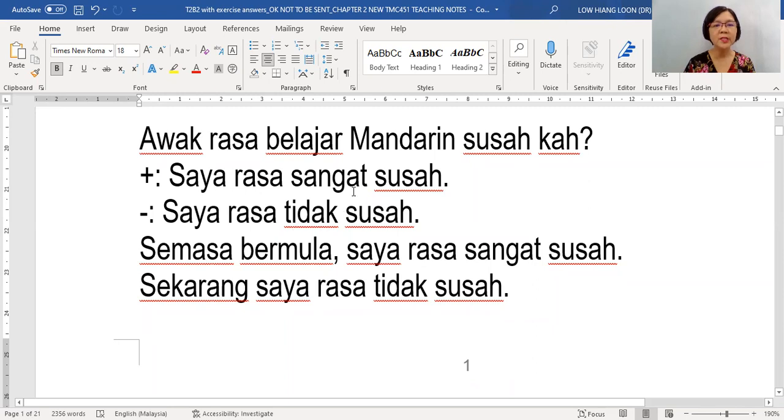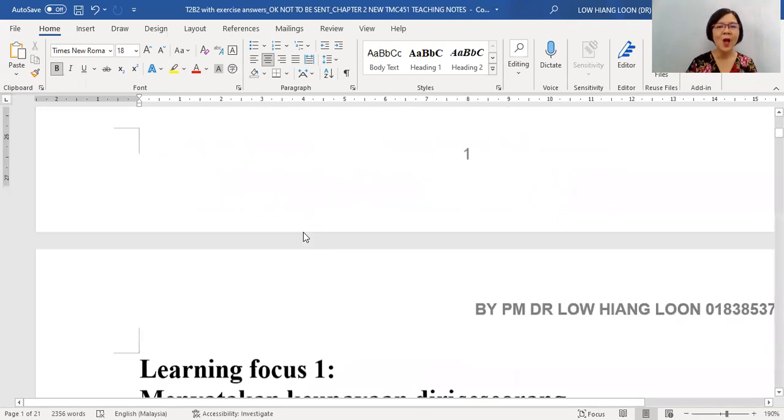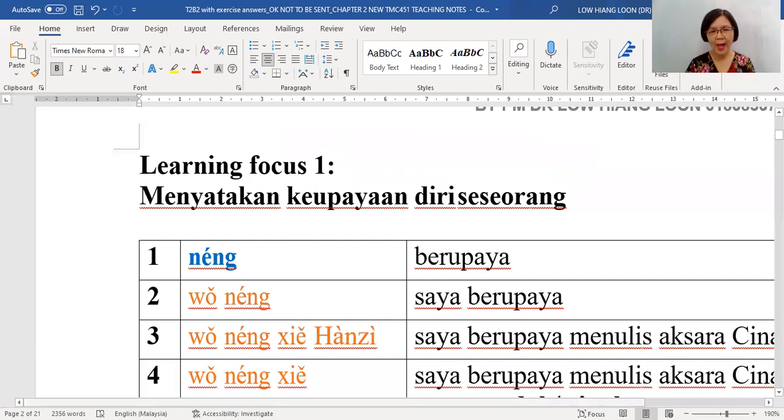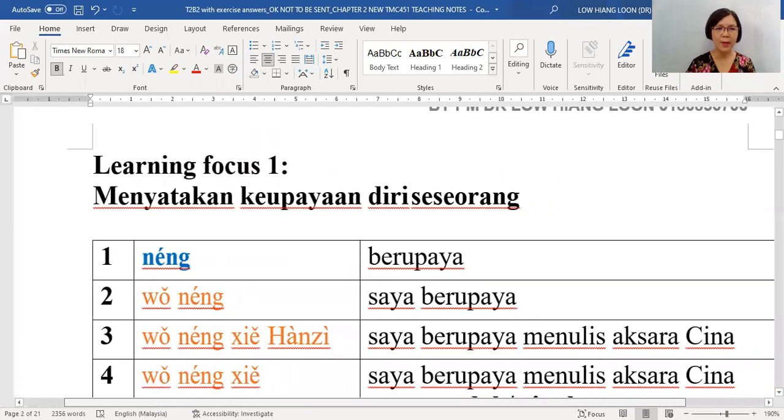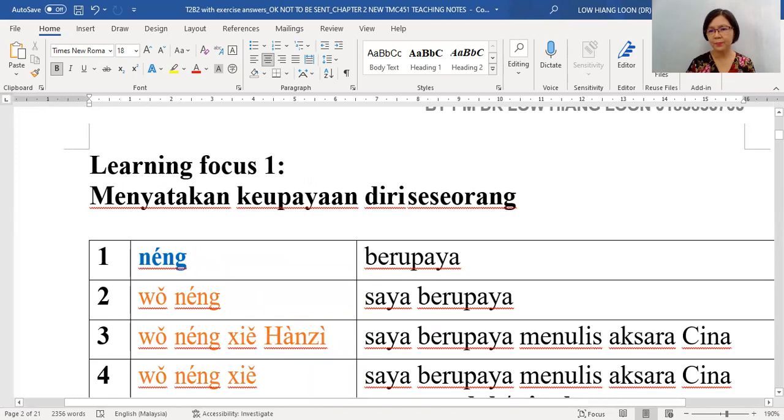But this is the aim that you should go for. You should aim to be able to tell back. Then the knowledge is yours. Okay, 好的. All right, so now we'll enter the focus one.